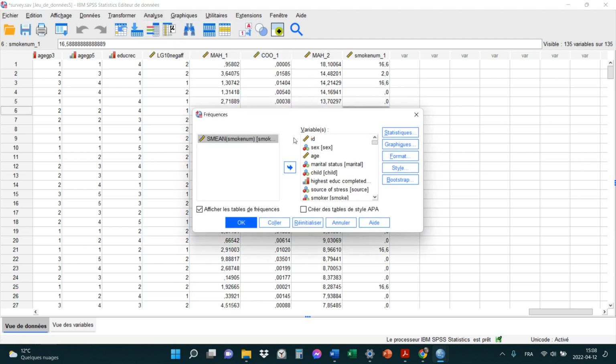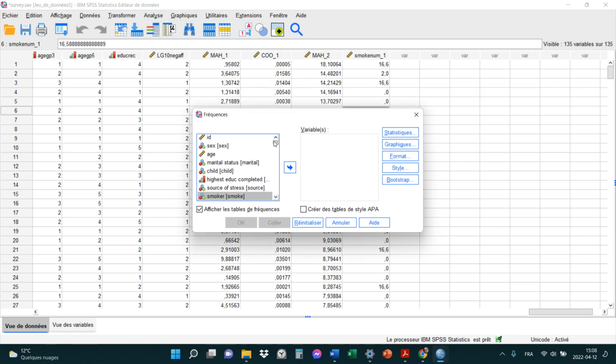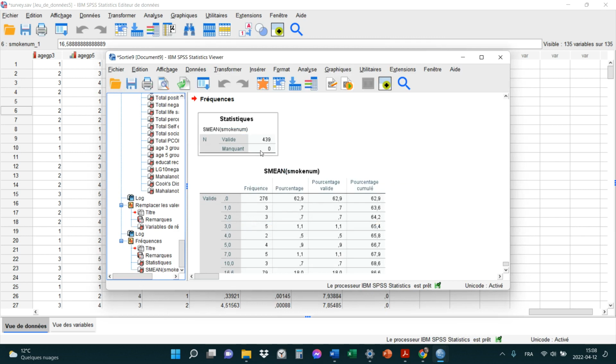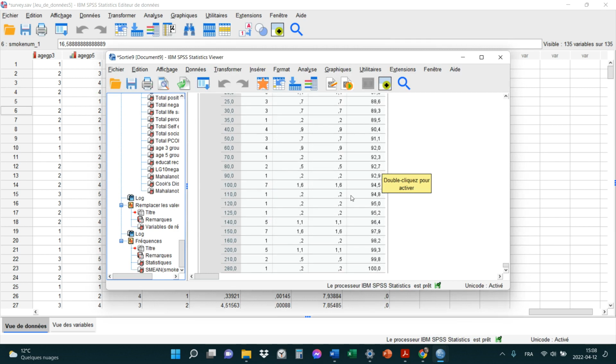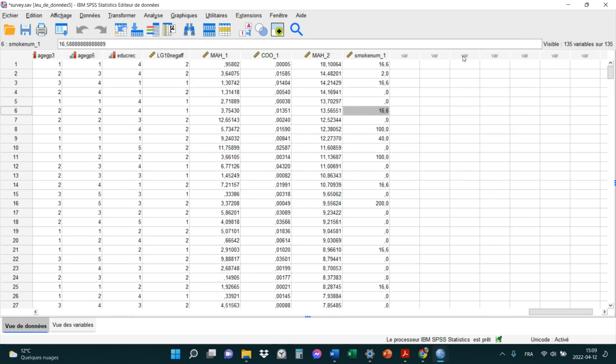Et on peut évidemment juste vérifier ça si on fait juste enlever tout ça là. Like this, and we actually take that very last one, S mean SmokeNum, and we actually say OK. 439 données valides, 0 données manquantes, right? And yeah, you can see here the 16.6 is the one that was just added to 79 cases, basically. Et donc, c'est comme ça qu'on s'y prend pour remplacer des données manquantes.